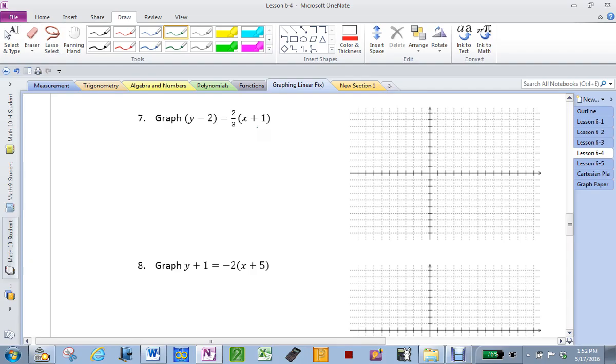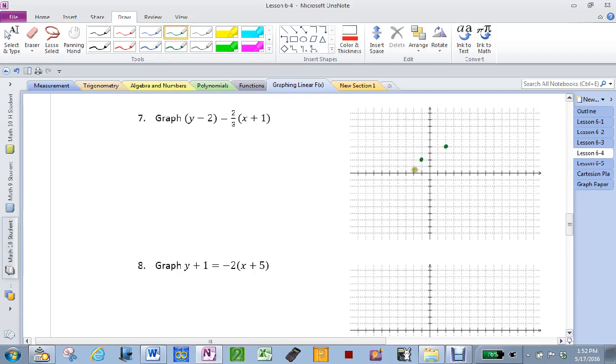Graph this. Do you need to put it in slope-intercept form? No. Do you need to do a table of values? No. Do you need to do 0, x and y, 0? Or 0, x, 0, y? No, because now you know point-slope form. Where are you going to start? Negative 1, up 2. Agreed?